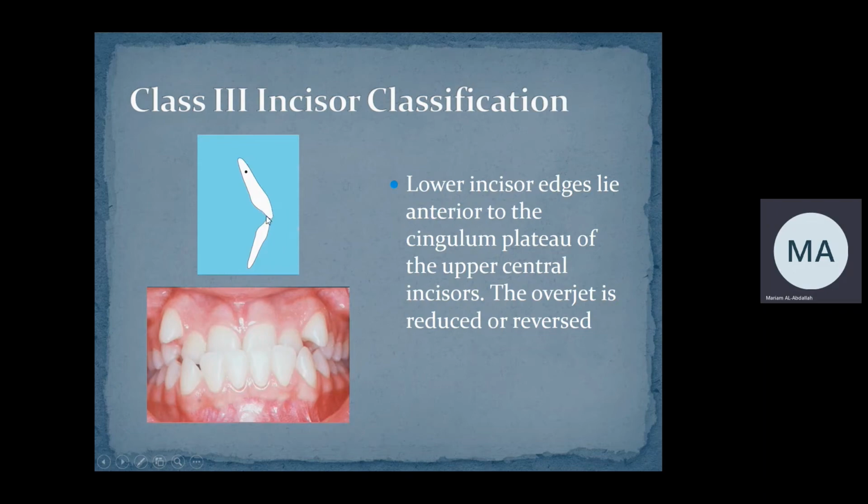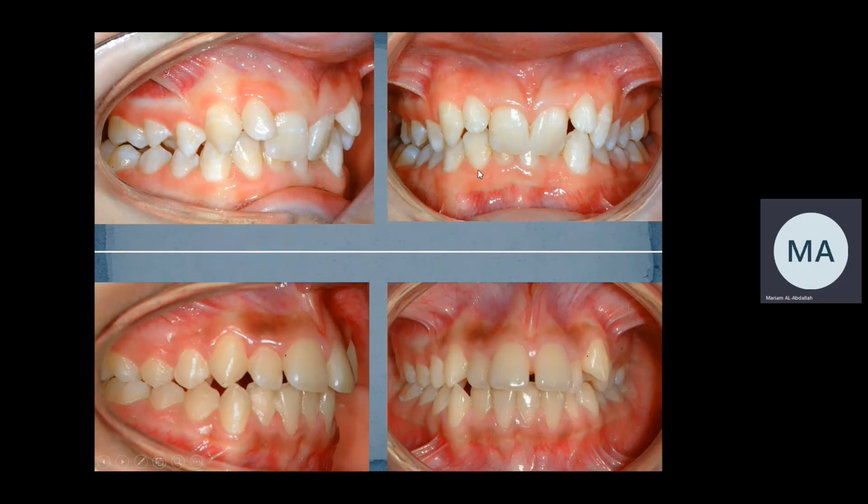So we can have a reduced overjet or even a reversed overjet. So this is called the class 3 incisors classification. The top photo here shows the class 2 division 2 incisors classification, where the lower incisal edge occludes behind or posterior to the cingulum plateau and the upper incisors are retroclined. Here we'll look at this photo and we will see that the lower incisor edge occludes anterior to the cingulum plateau. So this is a class 3 incisors classification.